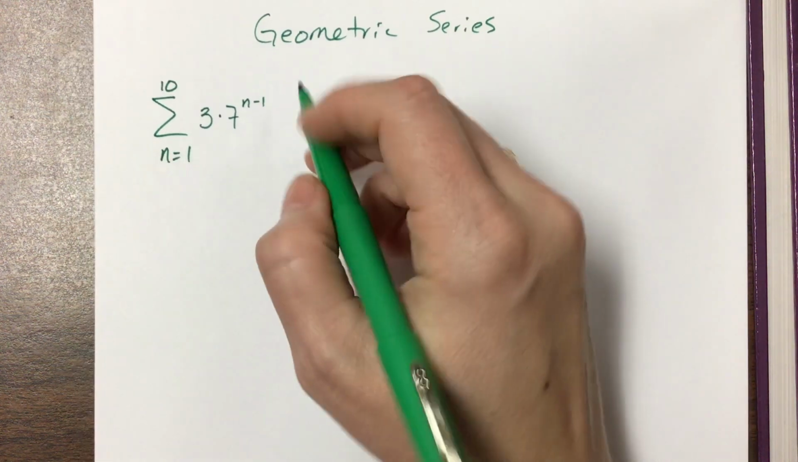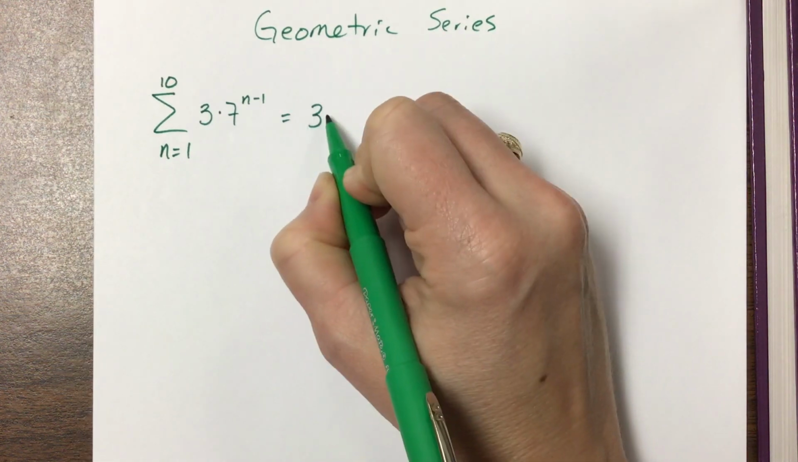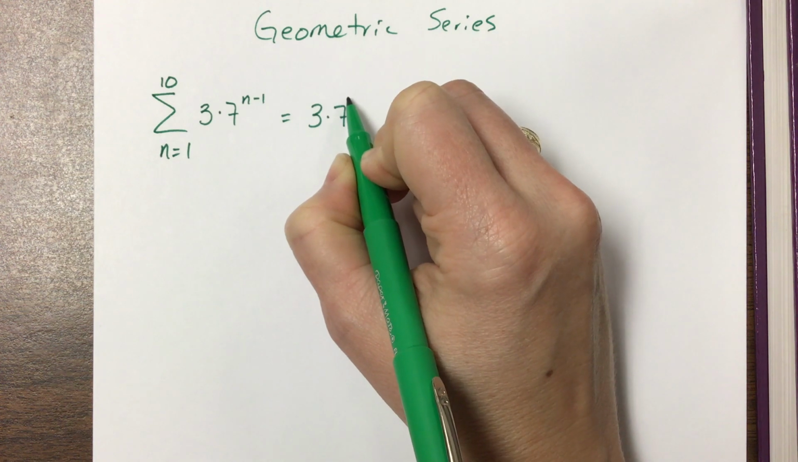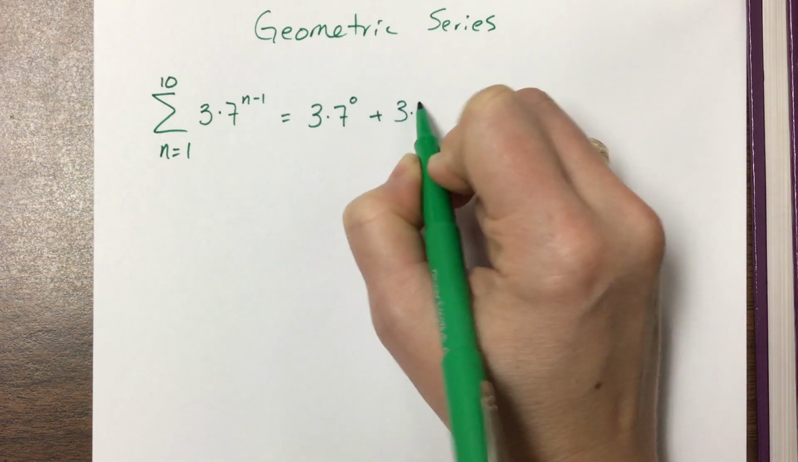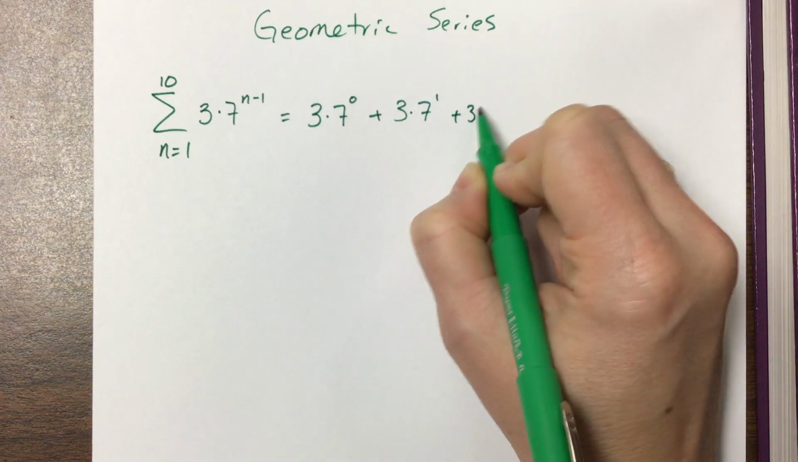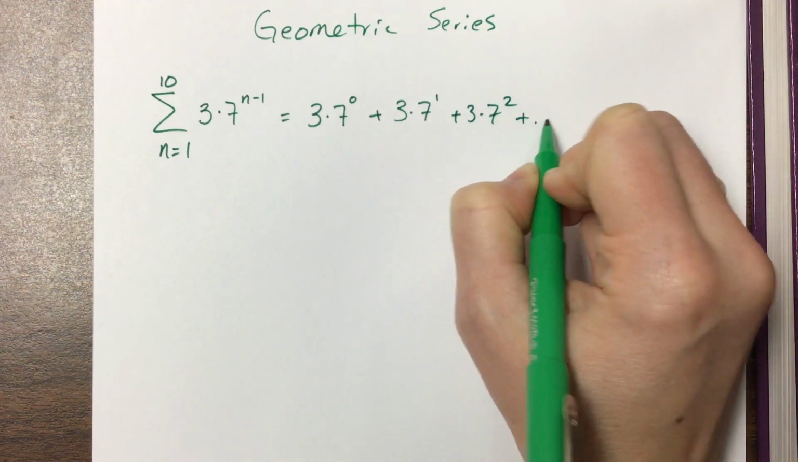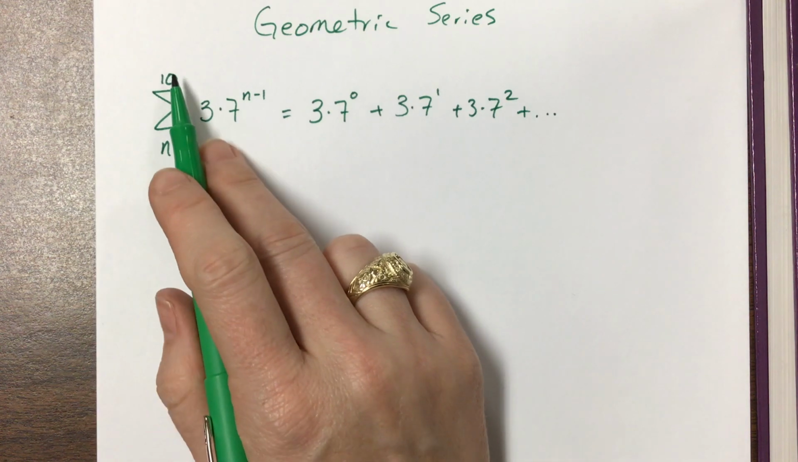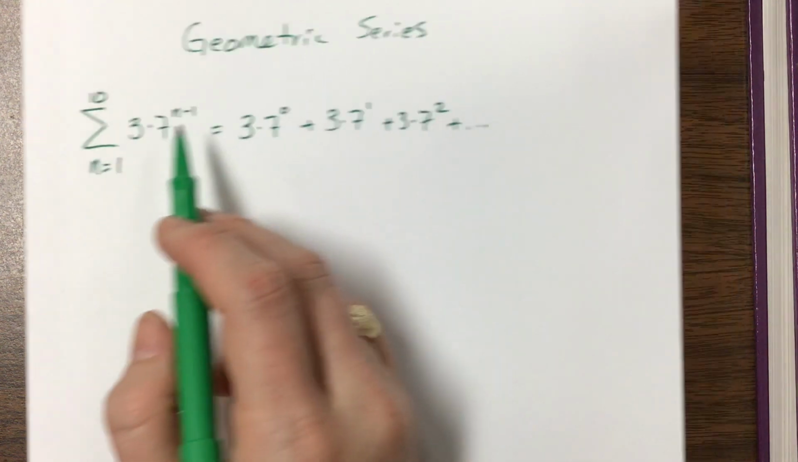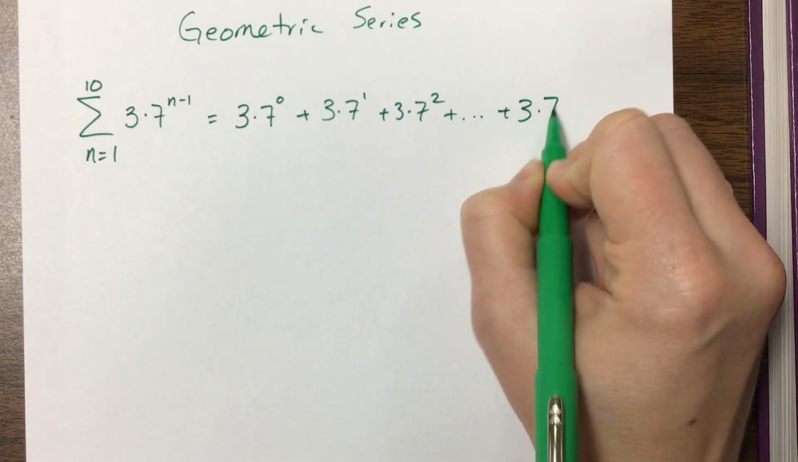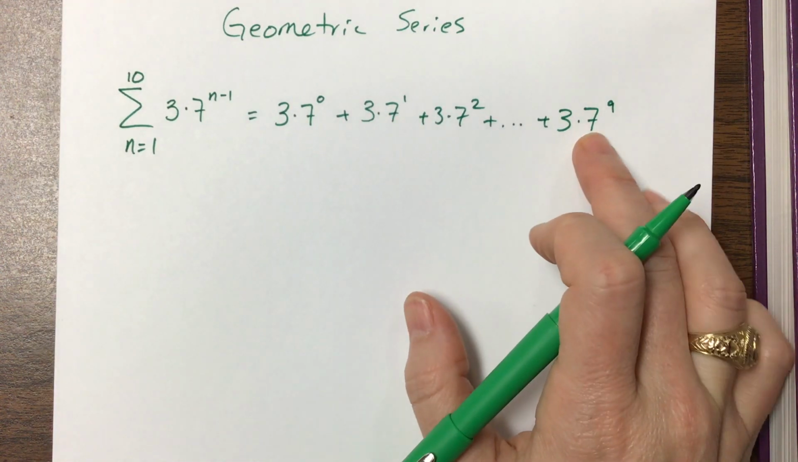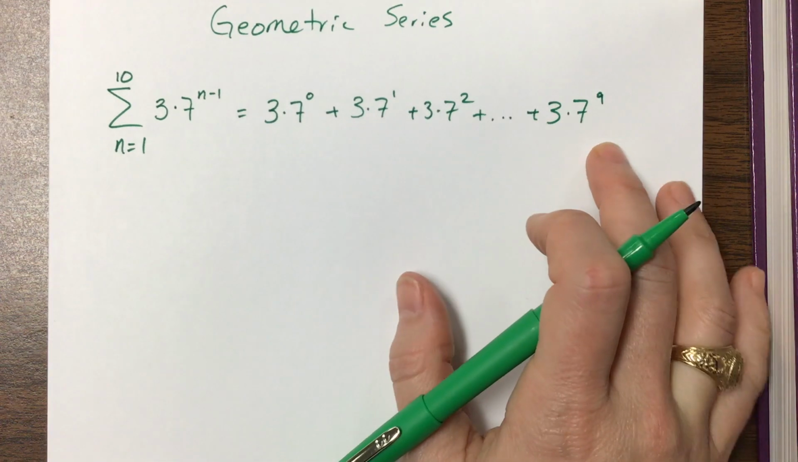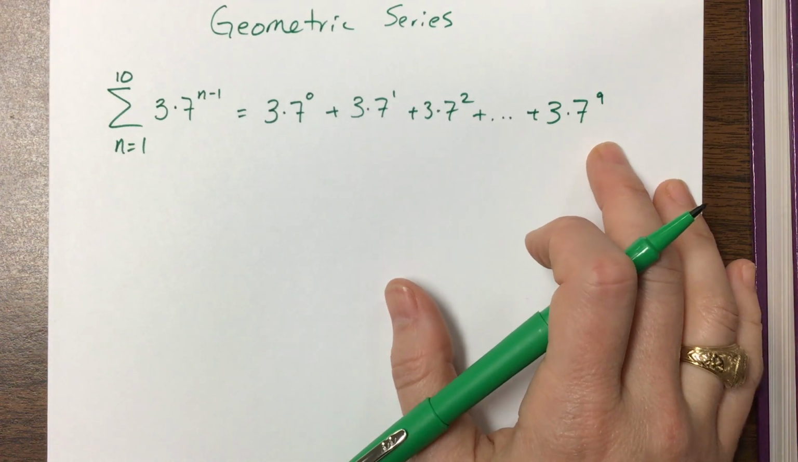Okay, so if I were to expand this out, the first term would be 3 times 7 to the, well, 1 minus 1 is 0, so just 3, plus 3 times 7 to the first, plus 3 times 7 to the second, plus then the last one I would get to would be when I plug in 10. 10 minus 1 is 9, plus 3 times 7 to the ninth. This is a ridiculously large number, and I expect my answer to be very big.